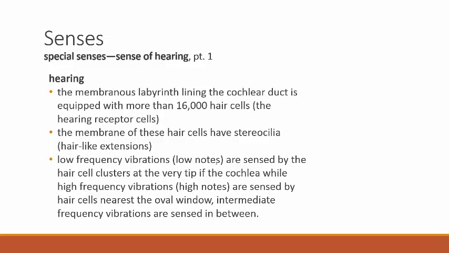The interior of the membranous labyrinth is where the organs of hearing are found. The cochlear duct is the membrane-lined cavity of the membranous labyrinth, and that membrane is equipped with about 16,000 different hearing receptor cells. They're called hair cells. These hair cells have a structure called a stereocilium, the plural is stereocilia. These are hair-like extensions that respond to movements in the endolymph.